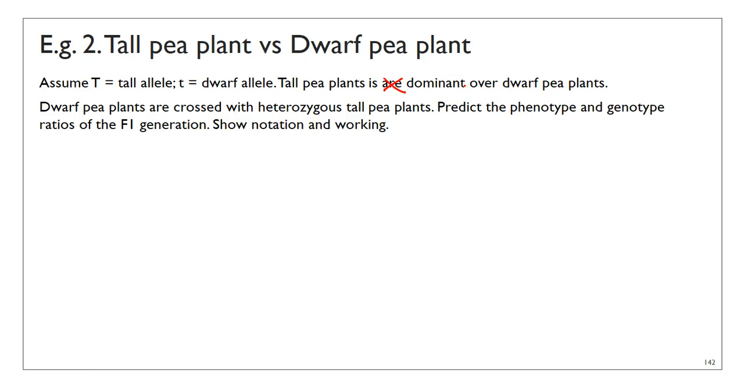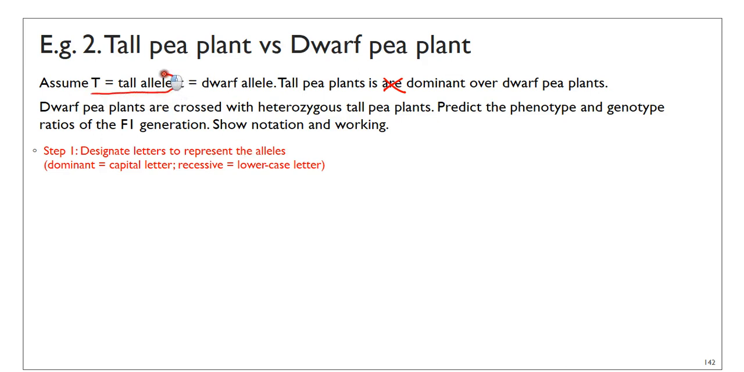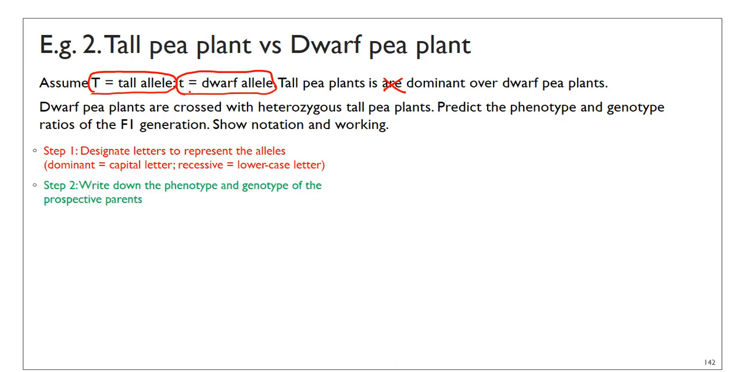Dwarf pea plants are crossed with heterozygous tall pea plants. Predict the phenotype and genotype ratios of the F1 generation, also the offspring. Show notation and working. So let's go through our steps again. Step 1 is to designate letters to represent the alleles. This already is done for you. So capital T is the tall allele, and lowercase t is the dwarf or short allele. The tall allele is the dominant allele out of the two.